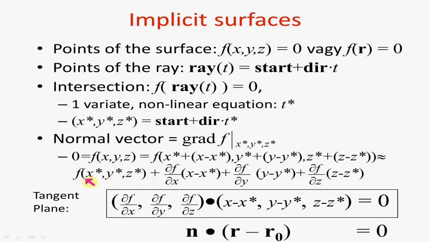After Taylor's approximation, we can say that this term is zero because the intersection point is on the surface. And we are left with this expression, which is equivalent to the equation of a plane where x, y, z are the Cartesian coordinates of the running point. X star, y star, z star is the position vector of the plane, and the three partial derivatives are the components of the normal vector.